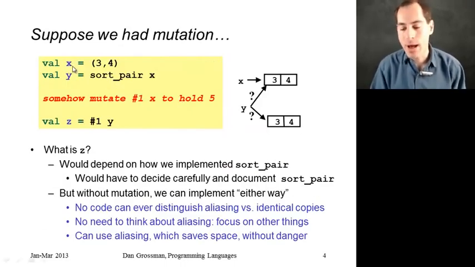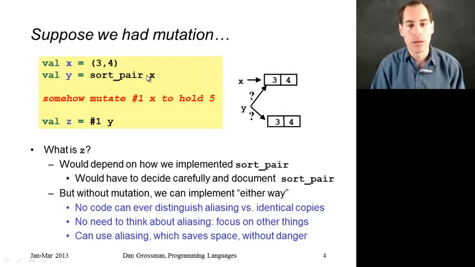Suppose that we bound to x the pair 3, 4, and then we bound to y the result of sorting that pair. Now there's two possibilities if we don't know how sort pair is implemented. Maybe, as you see in this picture over on the right, y refers to that same pair that was passed to x. So x and y are now what are usually called aliases in most programming languages. Or the second possibility is that x and y are not aliases, that y points to some different pair, 3, 4. In ML, it doesn't matter.